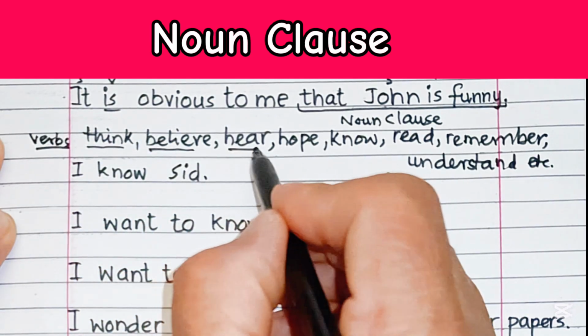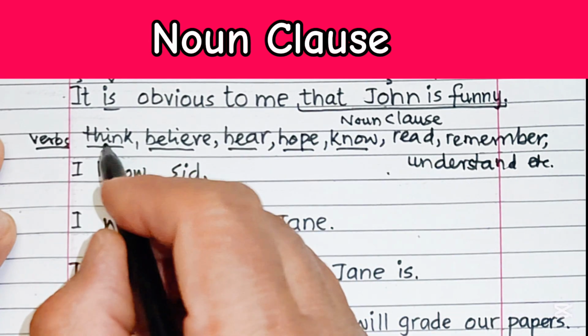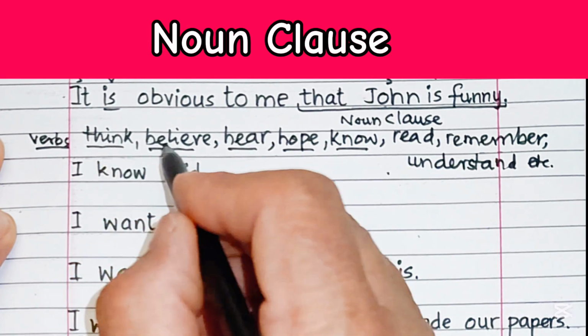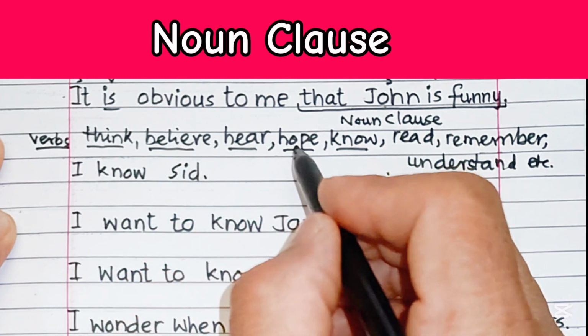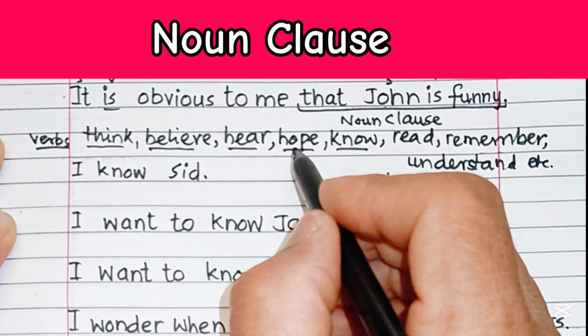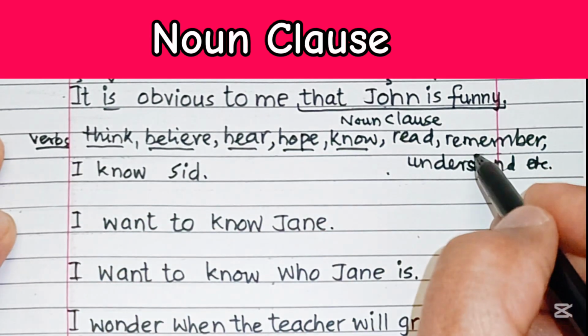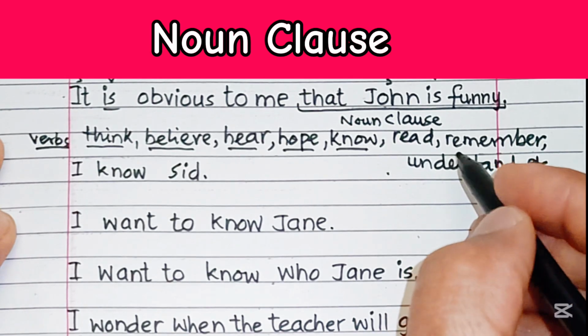For example, if I say, I think that he is a poor man, we believe that Allah is great, we hope that he will do his best. So we can use these verbs in order to develop noun clauses.